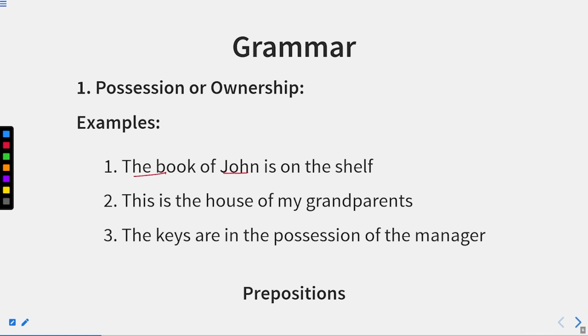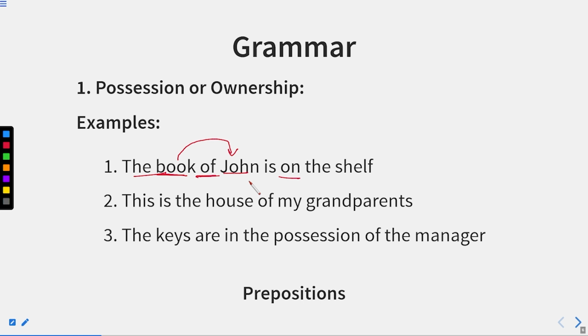The book of John is on the shelf. It means we are talking about book, and how is it related to John? This book belongs to John. It means John is the owner of this book. So this book belongs to John, and this is showing the relationship between book and John. So here is on the shelf. It is kept on the shelf. So on is also the preposition, but here of is the preposition to show the relationship of book and John.